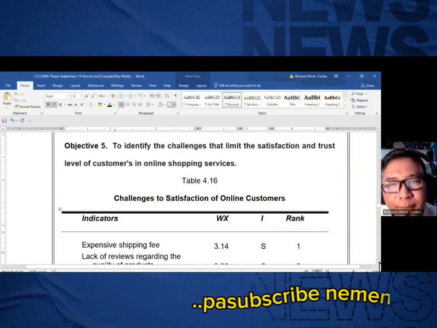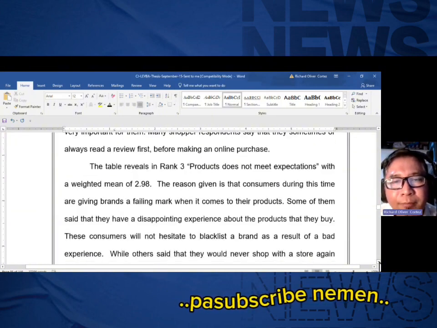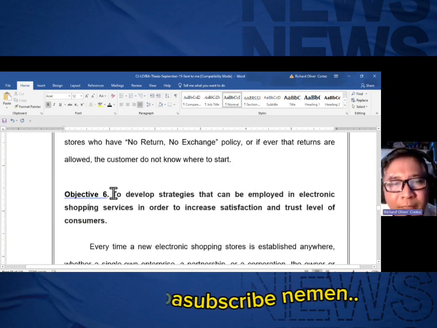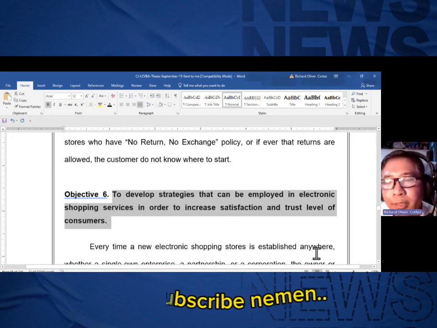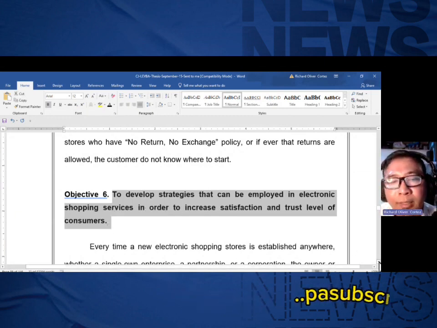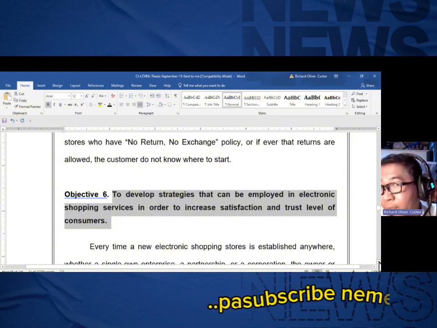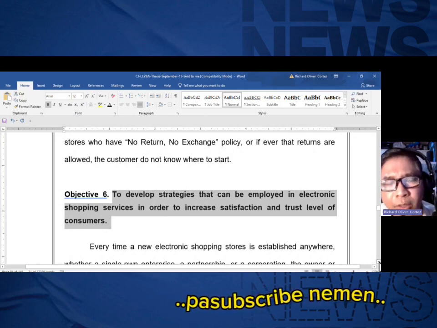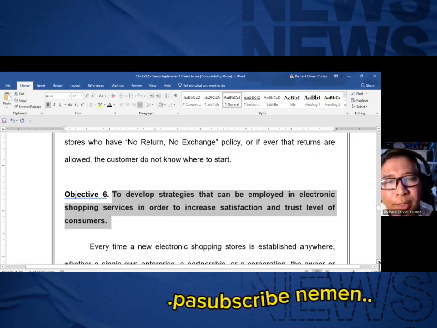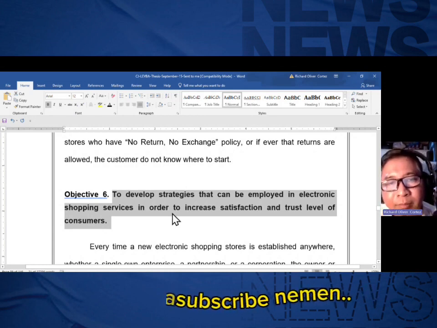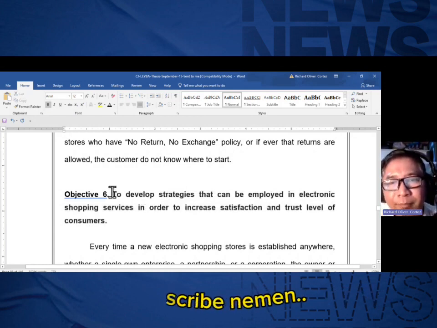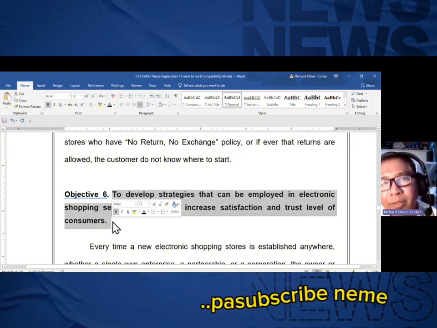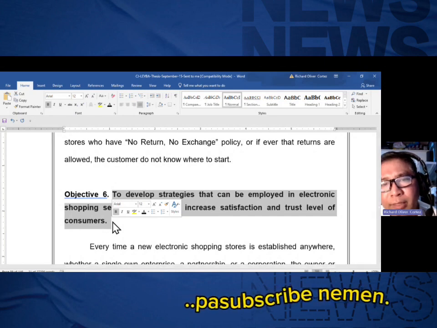So, meron pa tayong objective number 6. Objective number 6 is to develop strategies naman. So ito, di ba sabi natin, ang last objective natin sa ating study, no? The last objective could be your purpose or the format or the output. So dito, last objective of this paper is to develop strategies that can be employed. So, ito yung kanyang outcome or output of the study.